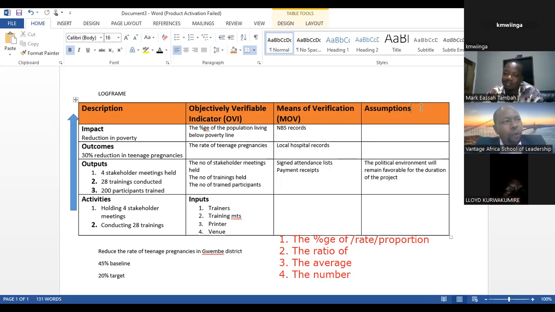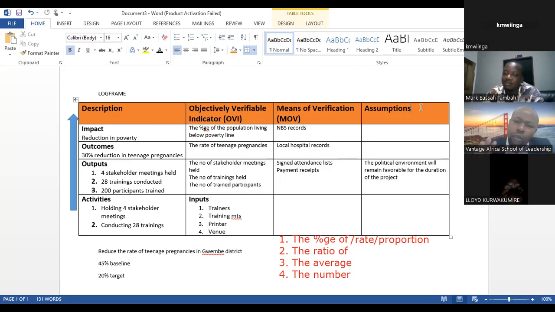Well, you have a point. But if you look at it, there are really two sides of the coin, because that means the absence of a favorable environment politically will impact on our project. It's as simple as that.